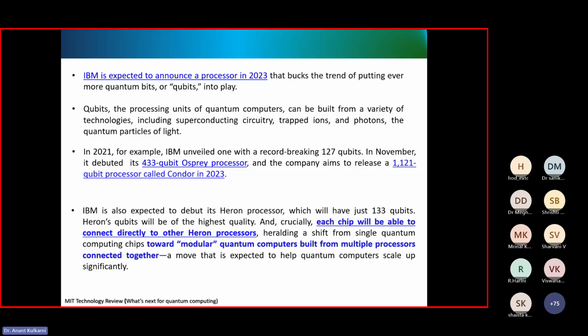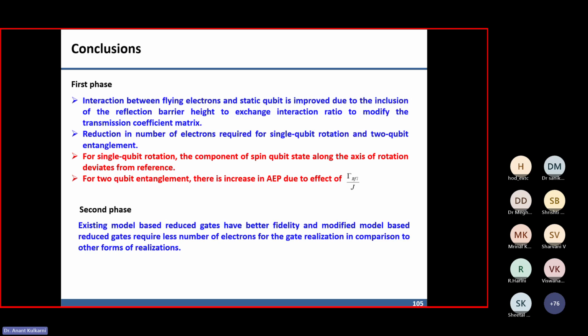This is taken from MIT Technology Review. What's next for quantum computing? What the conclusions are, I have divided it into the different phases.